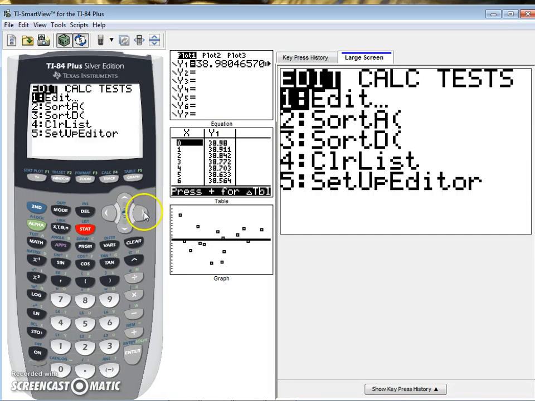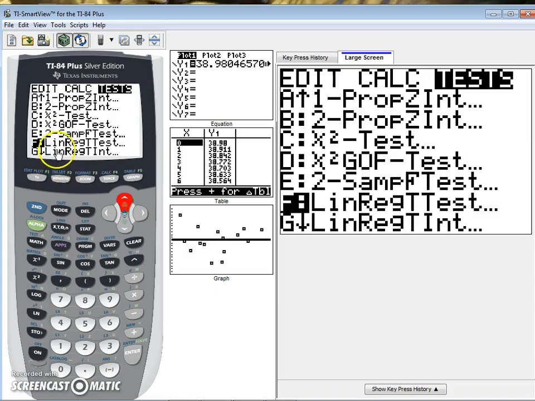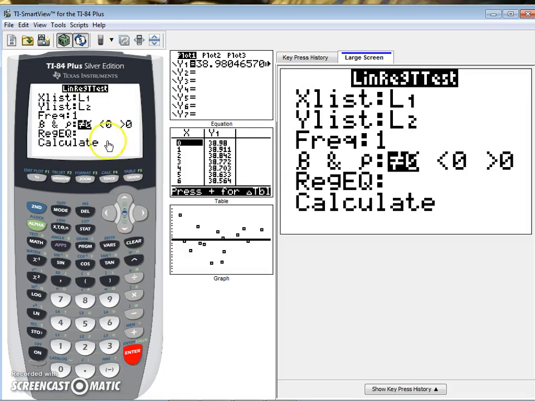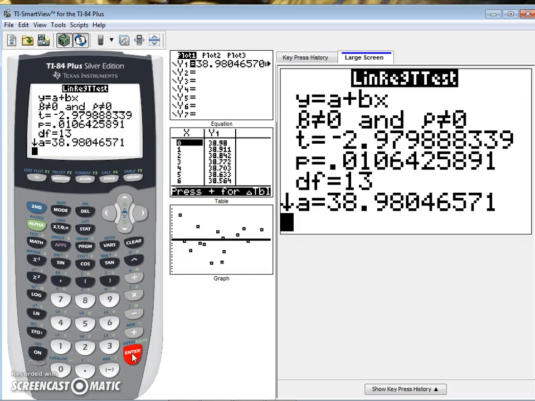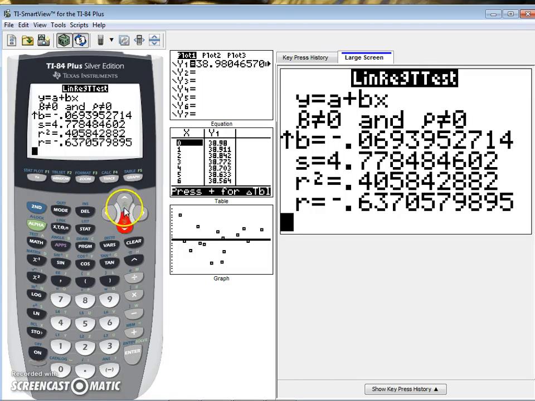So let's go to stat, tests, and it's a linear regression t-test. Okay, we have our x data in list 2 and our y data in list 3. In this case, I'm trying to see if it's not equal to. Okay, my regression equation is in y1, but we don't need to put it there. And we're going to hit calculate. And it goes ahead and it'll even fill out the regression equation for me down here, or the r and the r squared and all of that.